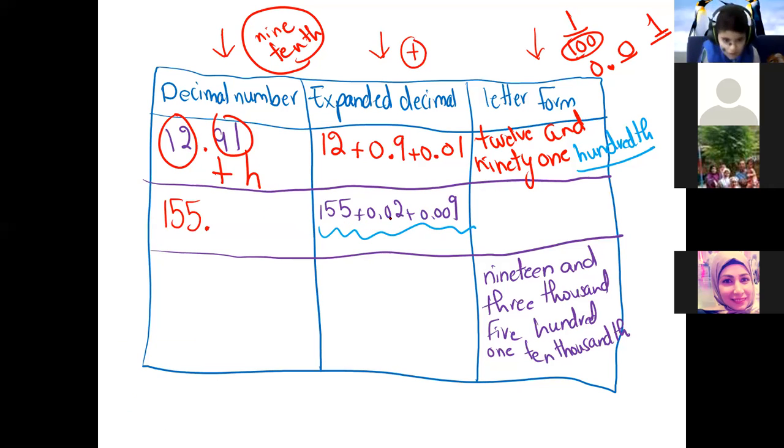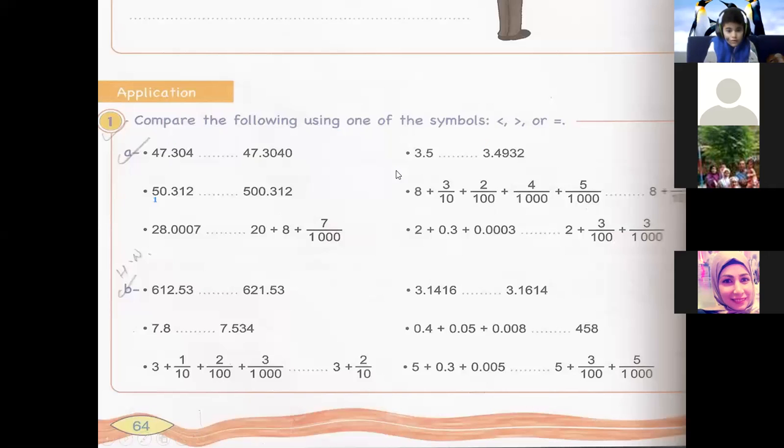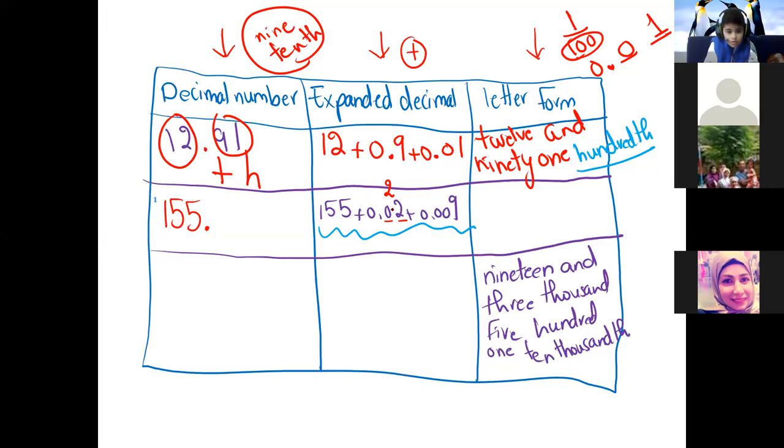Next step, now I will count the digits. How many digits do we have here? It's just in the decimal part. 2 digits in the decimal part. And here, how many digits in the decimal part? 3 digits. Okay. The biggest number is 3, so I will place 3 dashes here. So I count the digits in the decimal part. Okay?